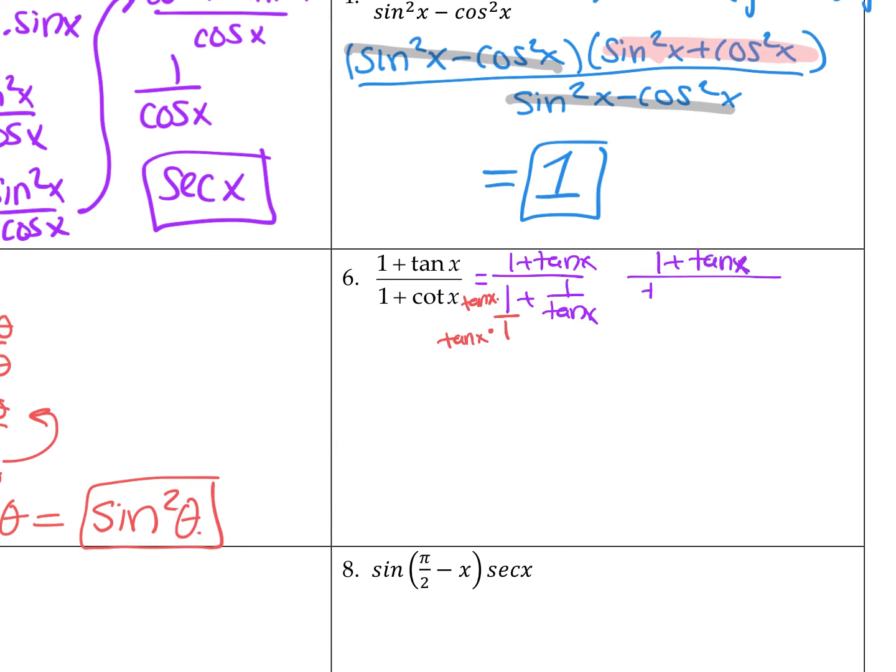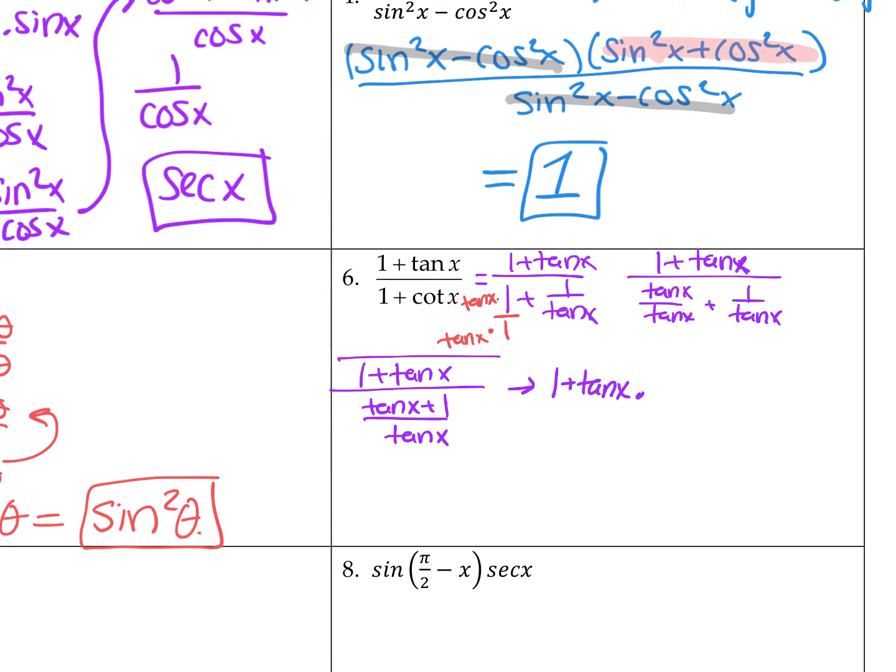In my bottom, I'm going to have tangent over tangent plus 1 over tangent, and so that'll combine to have a common denominator. Again, my numerator is going to stay the same, but in my denominator, I'm going to have tangent of x plus 1 all over tangent of x. Now, since I have a whole number divided by a fraction, I'm going to flip and multiply by the reciprocal. So I'm going to have 1 plus tangent of x times tangent of x over tangent of x plus 1. Since I have 1 plus tangent of x here and 1 plus tangent of x here, those will simplify. So this will simplify to just tangent of x.